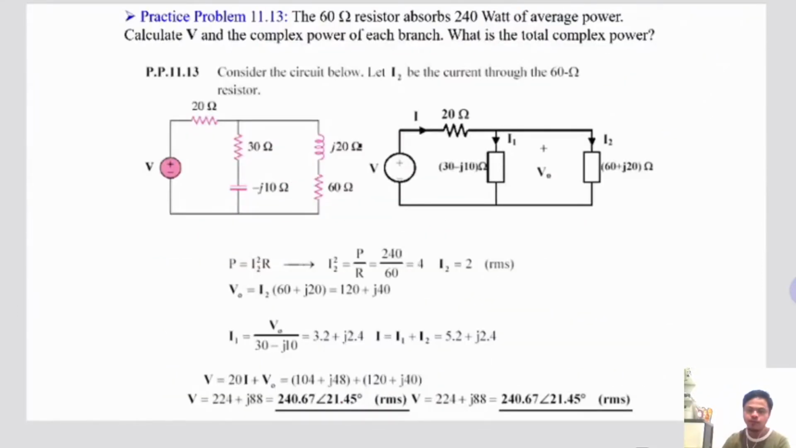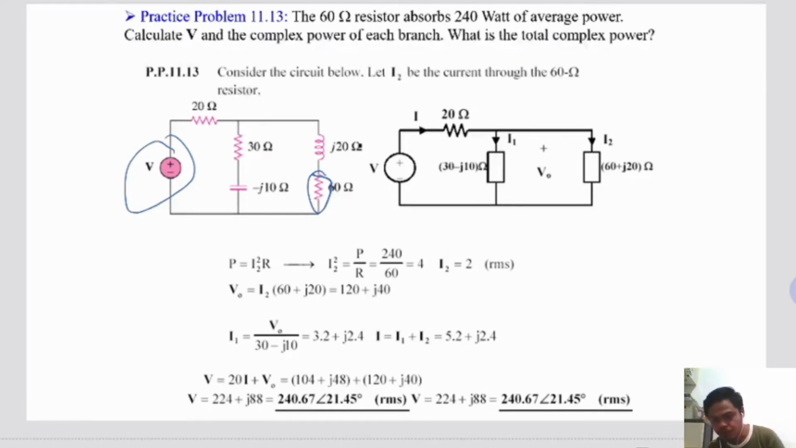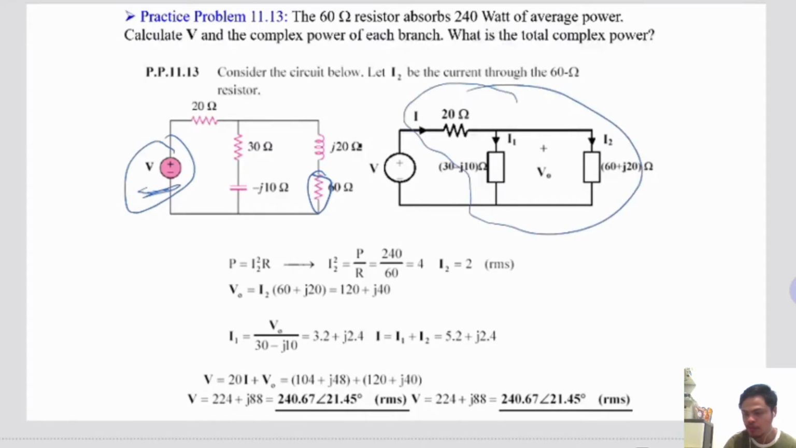Take for example, a 60 ohm resistor absorbs 240 watts of average power. Calculate V and the complex power of each branch. What is also the total complex power in the system? The total complex power of the system is either the complex power supplied by the source, or the total power consumed by the load or by the system.